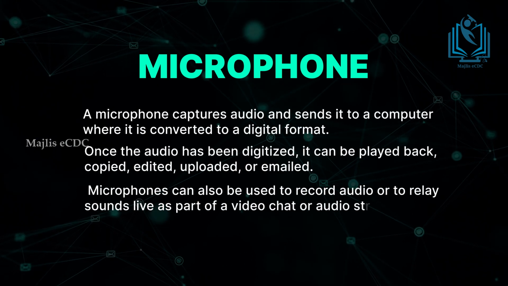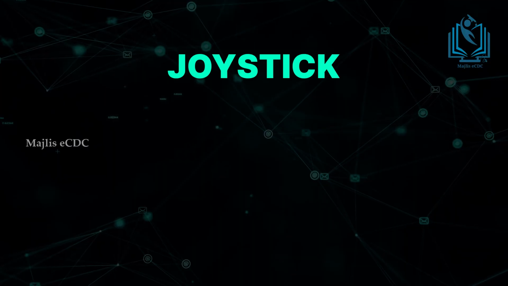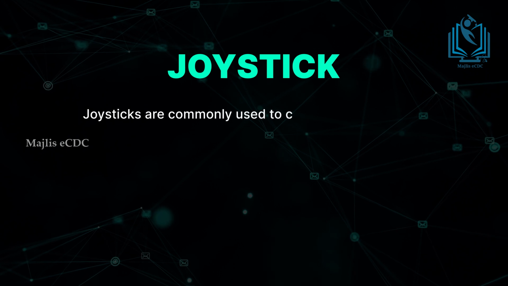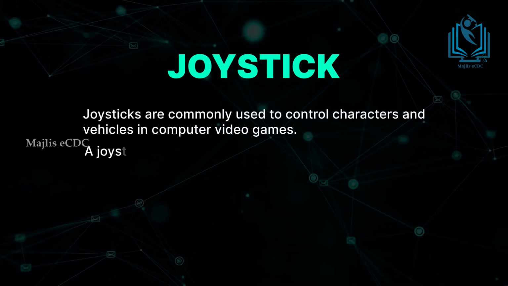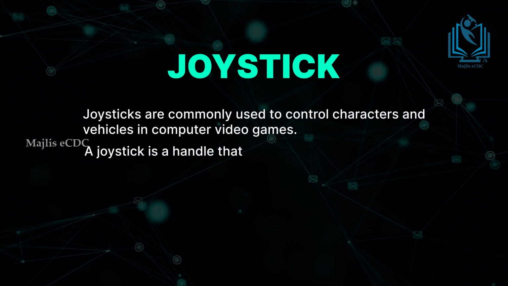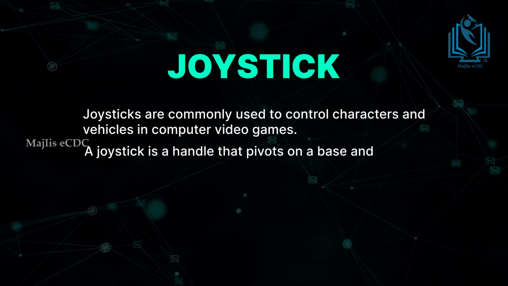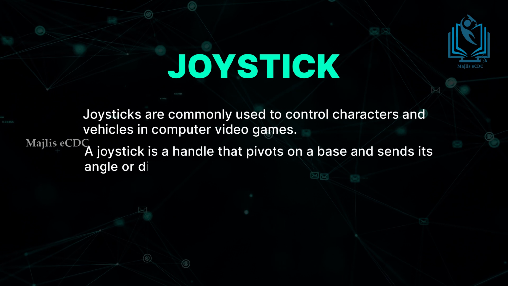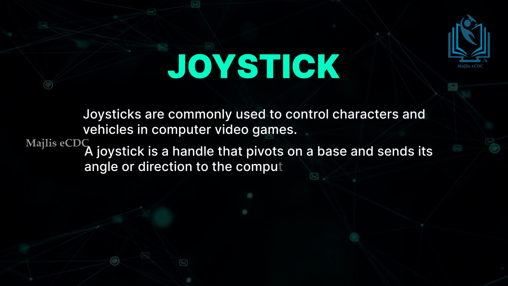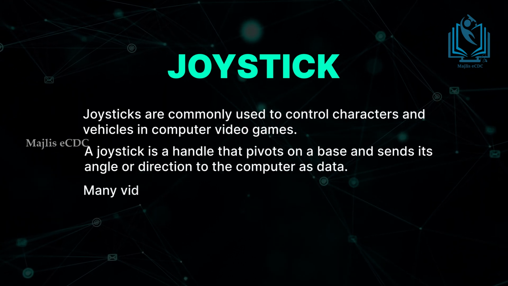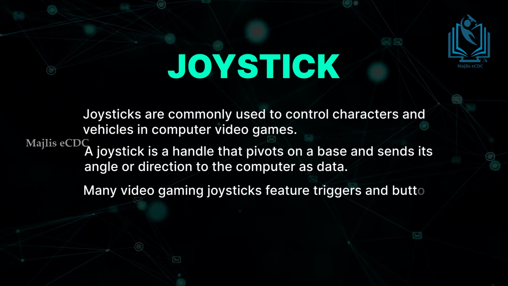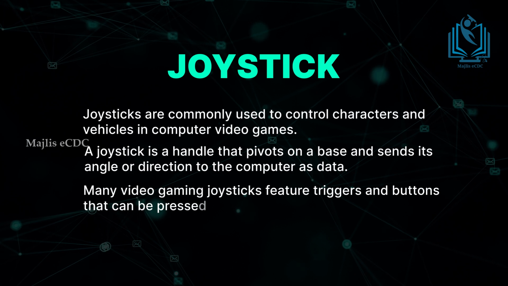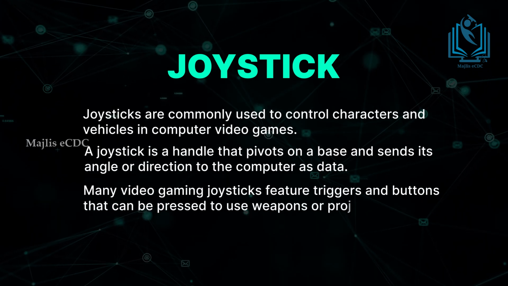Joystick. Joysticks are commonly used to control characters and vehicles in a computer video game. A joystick is a handle that pivots on a base and sends its angle or direction to the computer as data. Many video gaming joysticks feature triggers and buttons that can be pressed to use weapons or projectiles in a game.